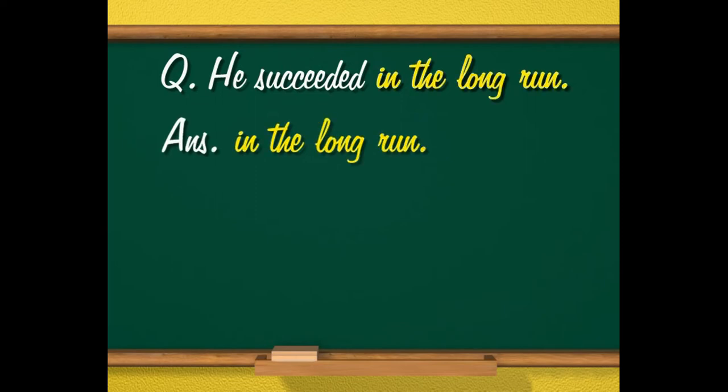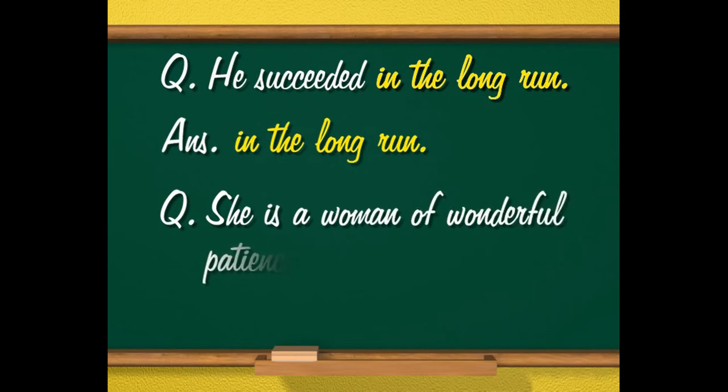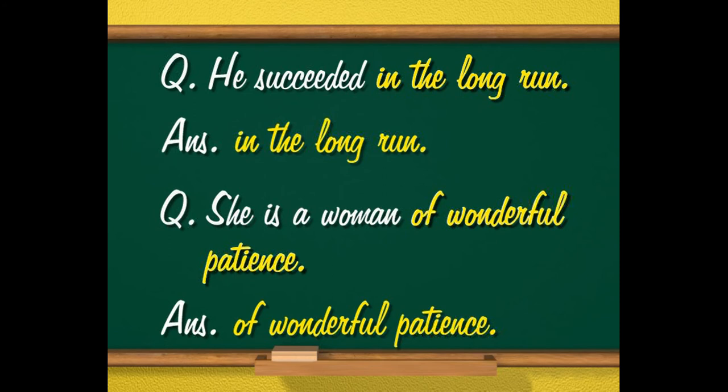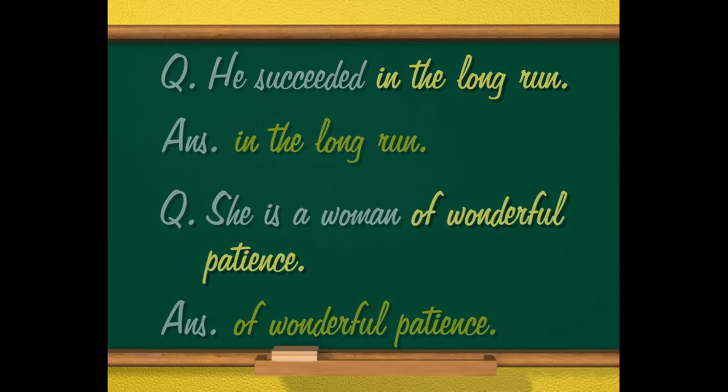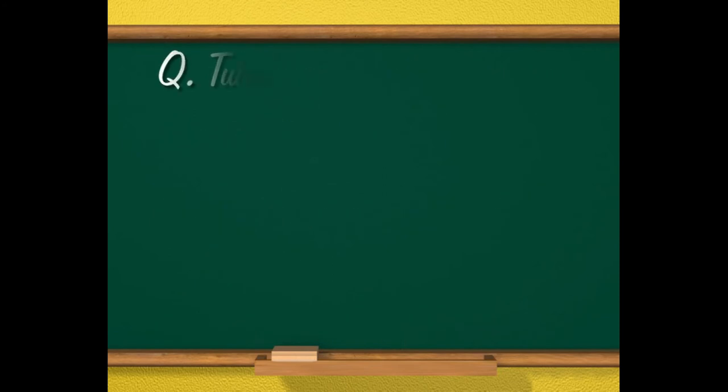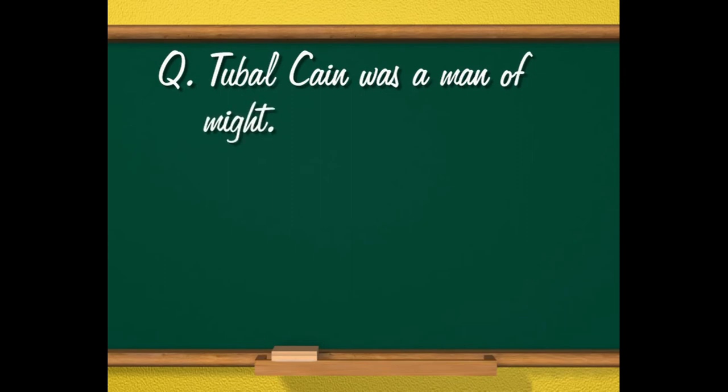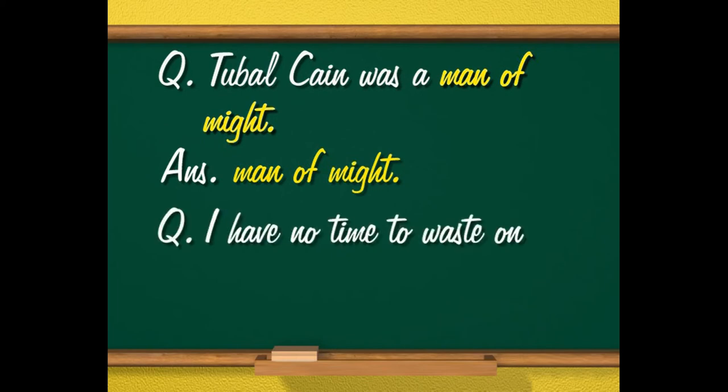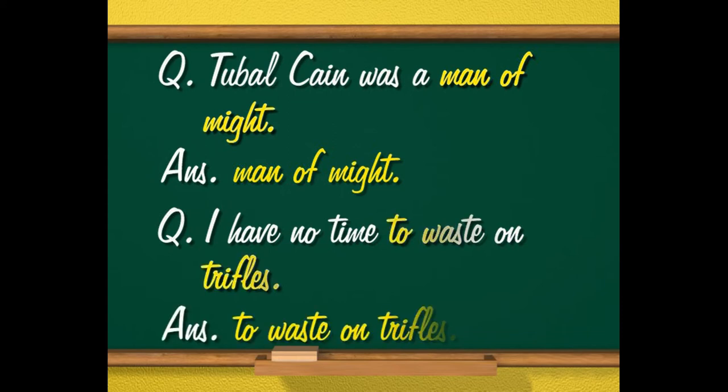Next question. She is a woman of wonderful patience. Answer, of wonderful patience. Question. Tubal Cain was a man of might. Answer, man of might. The next question. I have no time to waste on trifles. Answer, to waste on trifles.